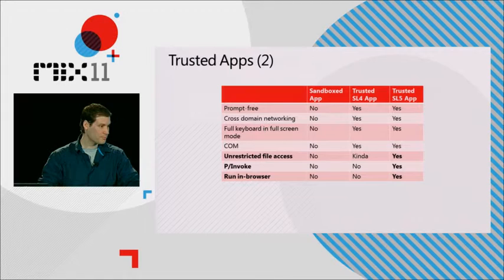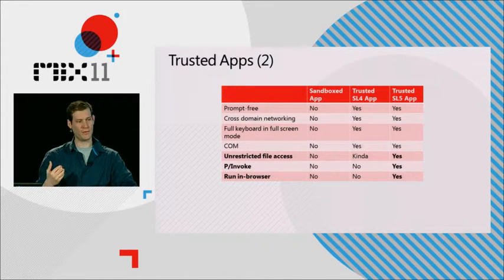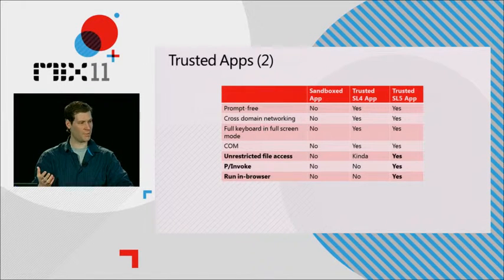And we don't. There's also cross-domain networking. Trusted apps can access cross-domain networking files without needing a client access policy file. Again, that's similar to SL4. Full-screen keyboard mode, you can use all 101 keys on the keyboard in full-screen mode, unlike a sandboxed application. Trusted apps in browser or out of browser have access to COM.